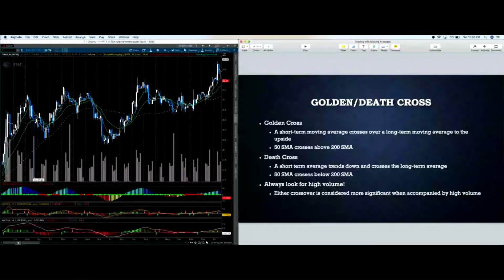So when you guys are looking for these golden crosses and death crosses, moving average crossovers, stuff like that, always look for high volume. Whenever you have a crossover, look for high volume. Look for that significance with the buyers or sellers pushing the price in that direction. The more volume that you have, the higher confirmation that you have, the bigger the move will be.